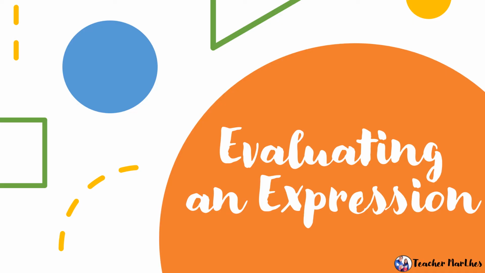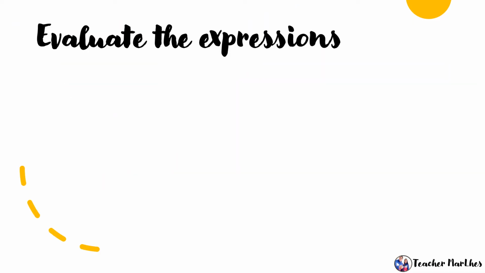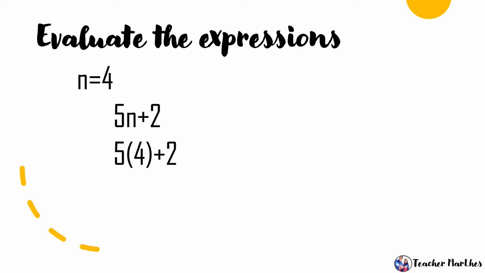So now let's evaluate an expression. To evaluate an expression, you have to substitute a number for each variable and perform the arithmetic operation. So example, the value of n is 4. So let us evaluate 5n plus 2. So we will substitute the value of n, which is 4. So 5 times 4 plus 2. So 5 times 4 is equal to 20 plus 2. So the answer is 22.